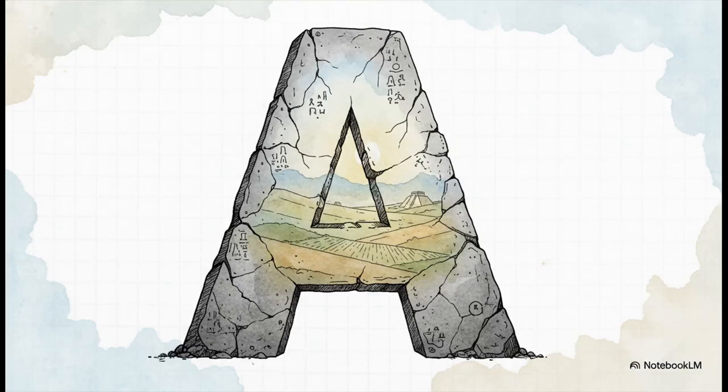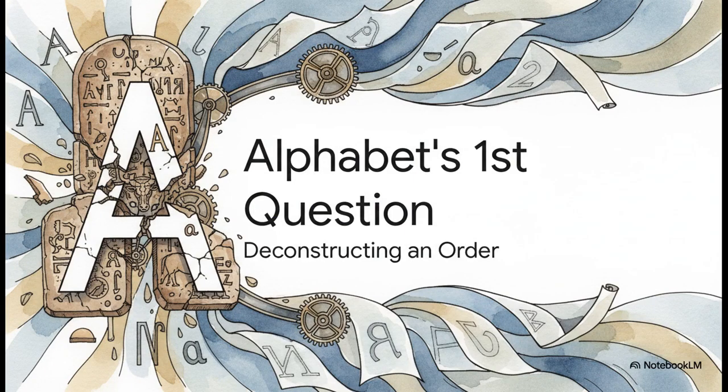Well, it turns out it's not random at all, not even close. There's an ancient and, honestly, a pretty fascinating logic behind it, and it tells us a whole lot about how we even started to think and communicate. Okay, so let's start right there with our first big question and deconstruct this simple order that we all take for granted. We're going to peel back the layers here.